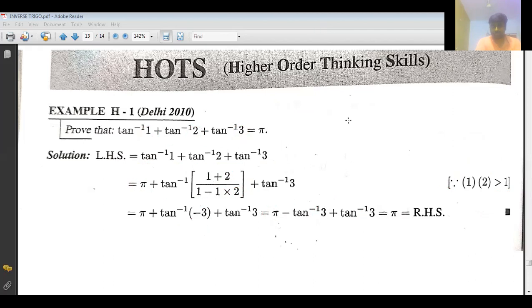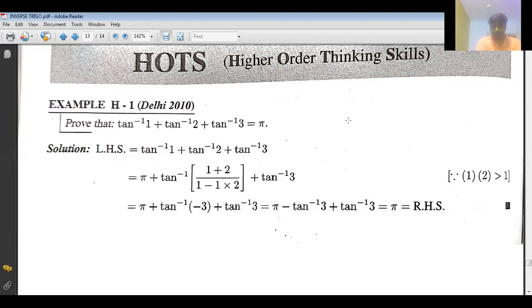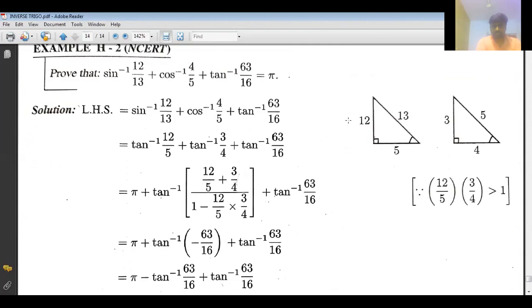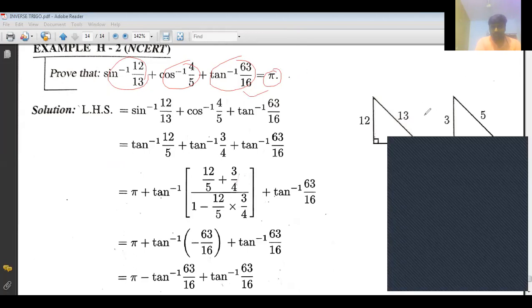So let us go for the last question in this. See here, this is also very, very important. This is from NCERT actually. Have a look at that. Sin inverse of 12 by 13 plus cos inverse of 4 by 5 plus tan inverse of 63 by 16. So all are given as different inverse trigonometric functions, but the result should be obtained as pi. How can you see here?